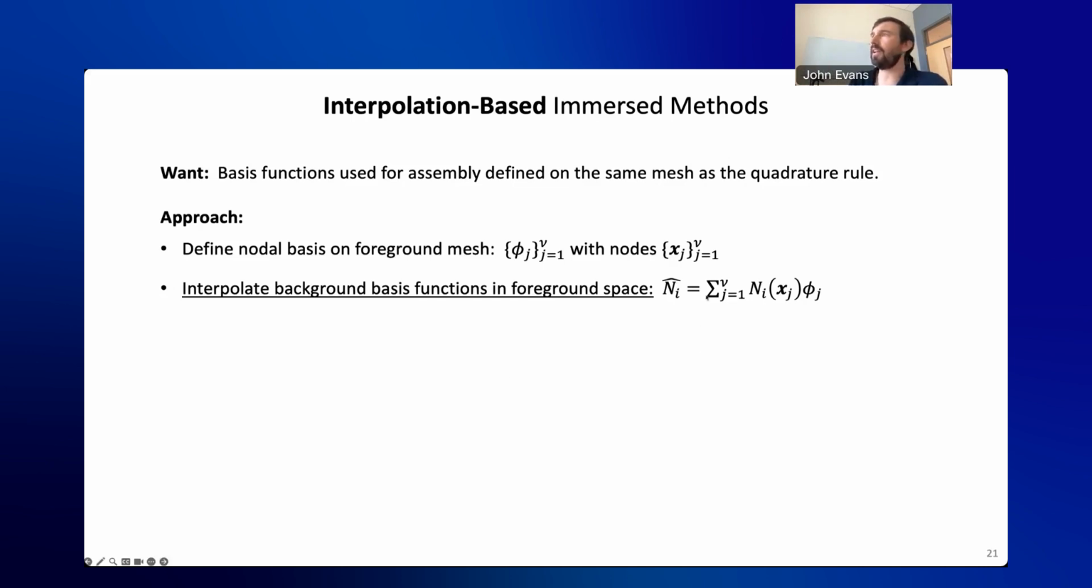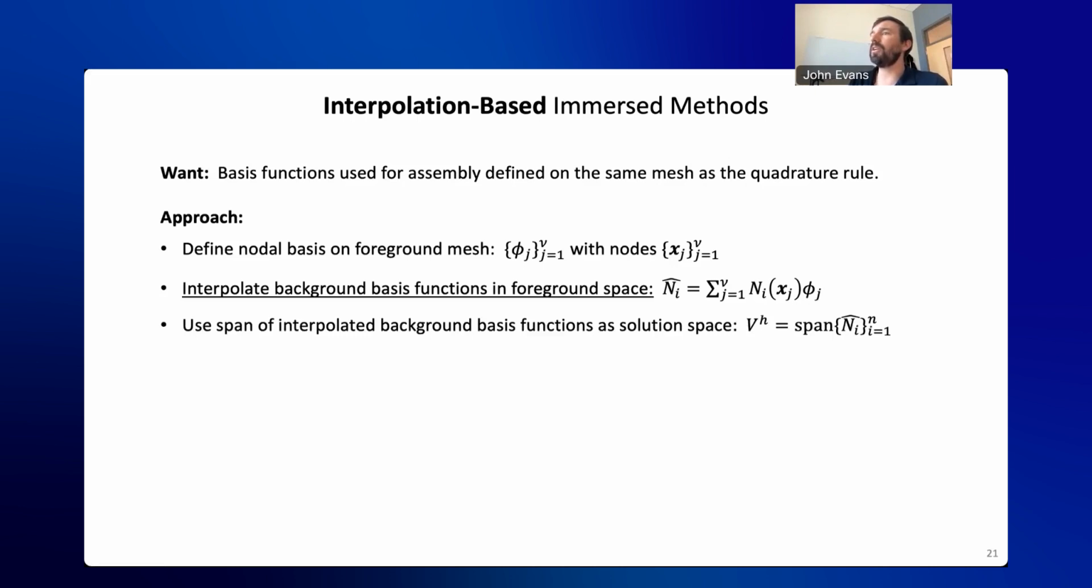Or in other words, we're going to take each of our background basis functions, which we'll denote as N_i, and we'll interpolate them, resulting in these N_i hats, which you can think of as a sum over the nodal basis on the foreground mesh. We take our background basis, evaluate those at the foreground nodes, and then multiply by the corresponding foreground basis functions. So we're approximating the background basis functions with these foreground basis functions. And then we'll use the span of the interpolated background basis as our solution space.